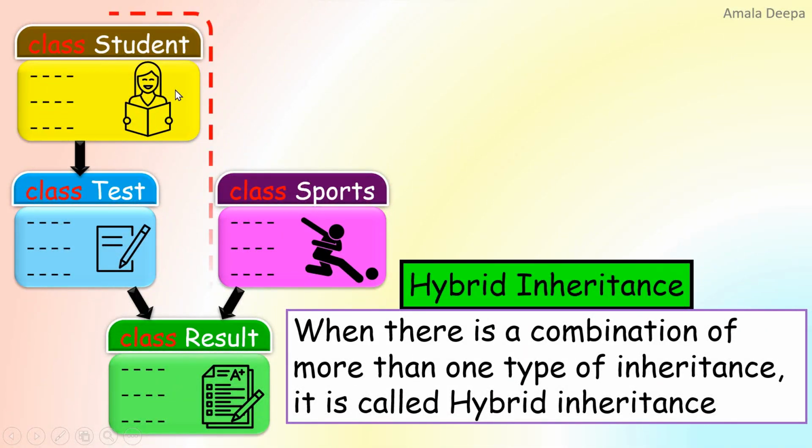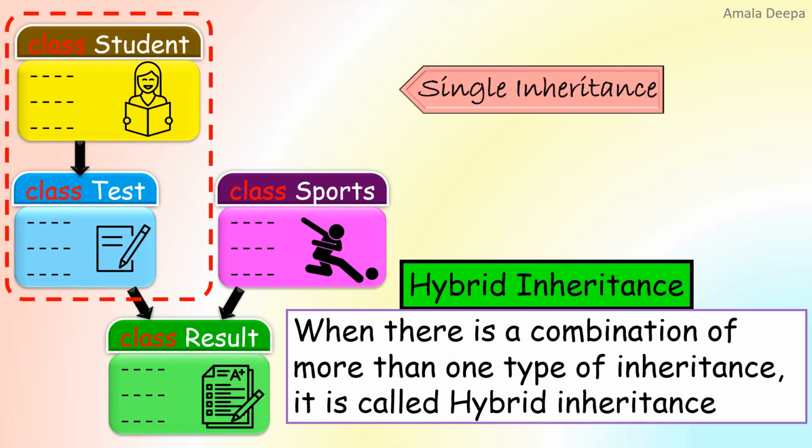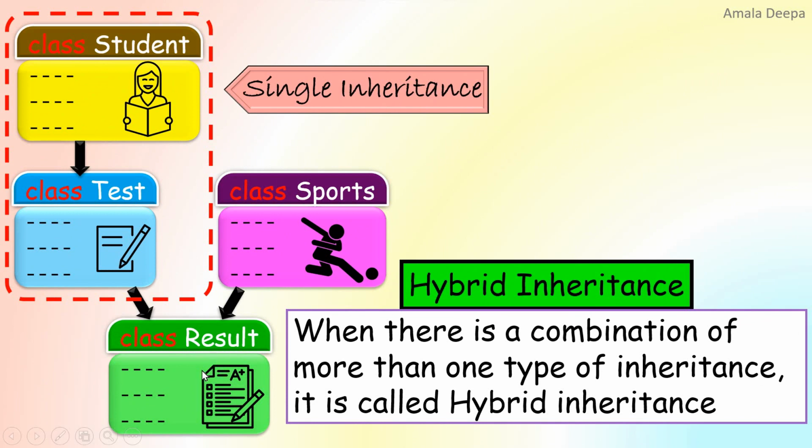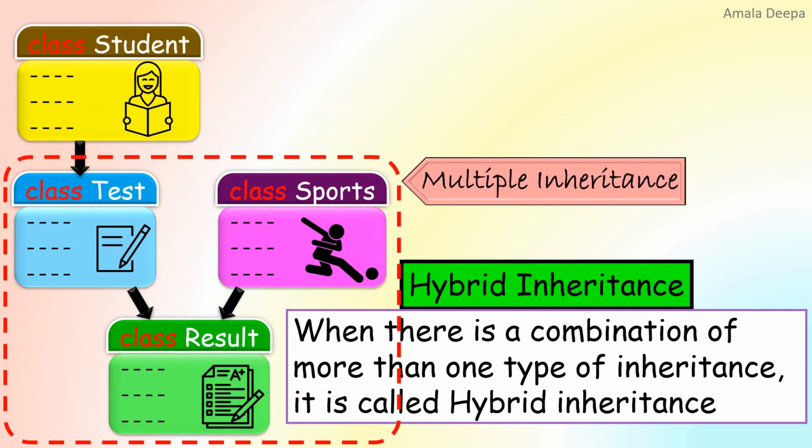Here it is single inheritance. Class result is inherited from two base classes, class test and class sports. This is multiple inheritance. Therefore, in this example, there is a combination of more than one type of inheritance. Hence, this is an example for hybrid inheritance.